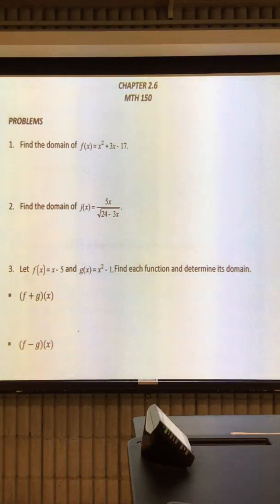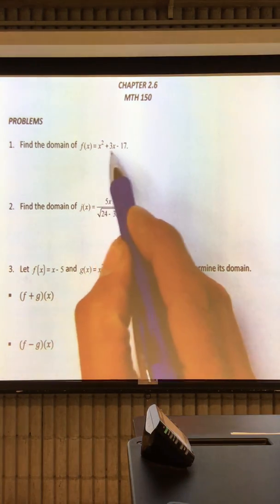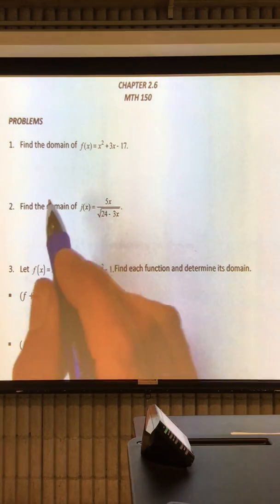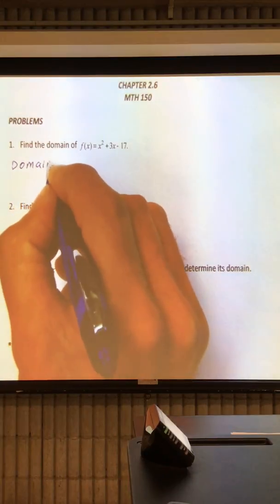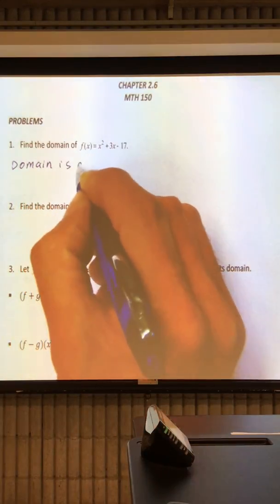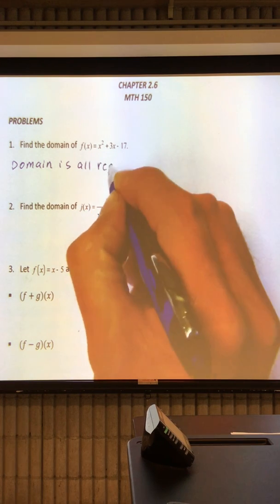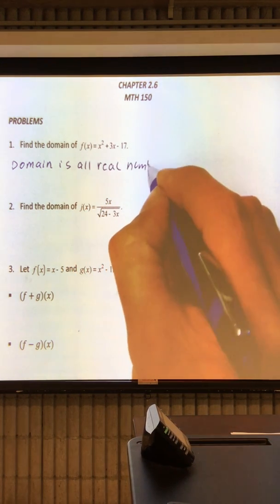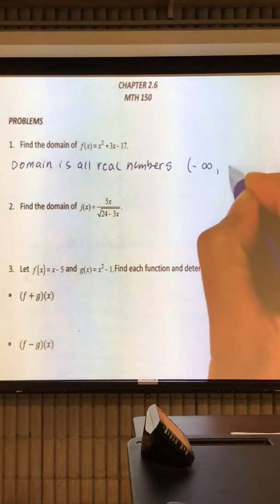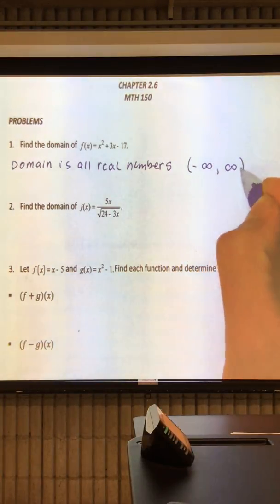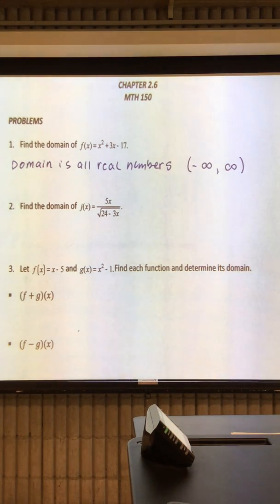Section 2.6 exercises. First question asks us to find the domain of the quadratic function. In this case, any value of x, which when substituted in will yield a corresponding value of y. So the domain is the set of all real numbers. And we can symbolize that by writing the open interval from negative infinity to plus infinity, meaning that any number x, when substituted into the equation, would give a corresponding output or functional value.